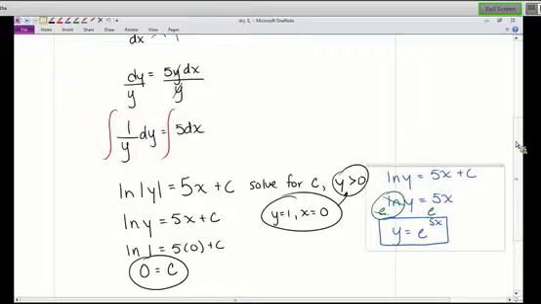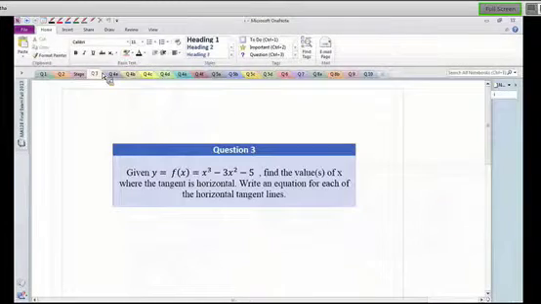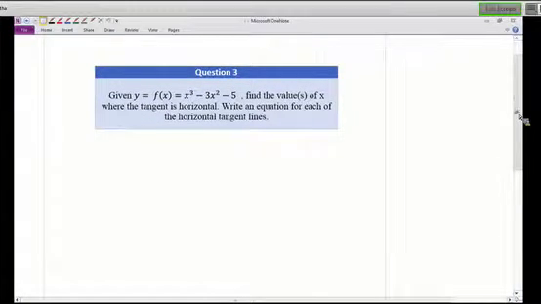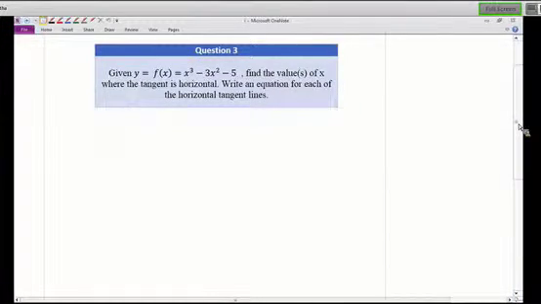All right, so we have one question that we're going to go through, and then this will conclude the review for tonight. Let's go through question 3 from yesterday's review. And then we'll conclude with this, okay?